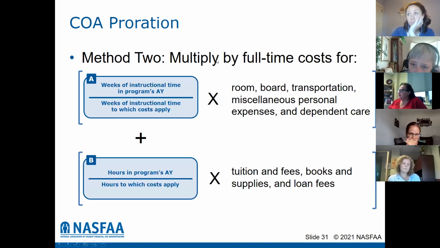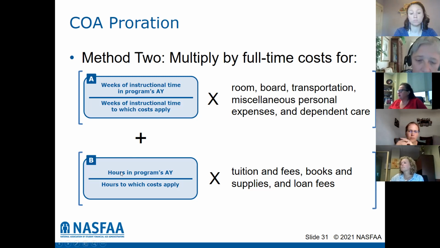There's the second method. It's multiply the full-time costs. So this would be with room and board. So weeks of instructional time in a program's academic year, divided by weeks of instructional time to which costs apply, times room, board, transportation, miscellaneous, personal expenses, and dependent care. So remember, that's going to be the other items besides your tuition and fees. Keep in mind too, there's a plus sign there. So when you're writing these out, if you're using this like a little cheat sheet, make sure that you set it up correctly.